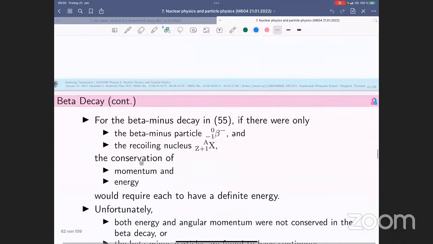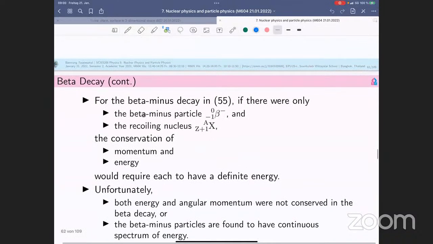Beta minus decay, the electron, right? And beta minus is denoted by -1, 0, because the number of proton is negative. It's an electron, right? It's in the opposite way to the proton, and there is no nucleon at all, which is a tiny particle. It's a lepton, right? It's not a boson. Okay, recoiling nucleus. So we have one more proton, but the number of nucleons is the same.